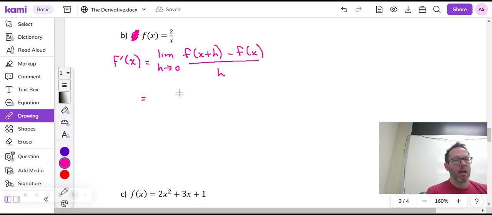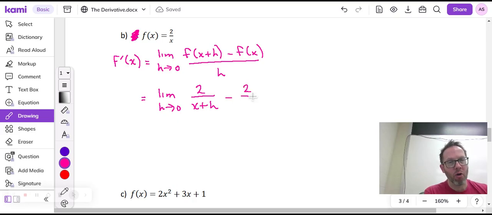And then I'm going to plug in my stuff. So my function here is 2 over x. f at x plus h would therefore be 2 over x plus h. And then f at x, I'm subtracting, minus 2 over x. And now here's where this is my personal preference.